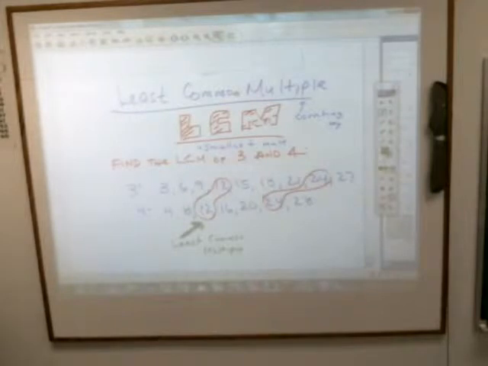We probably did greatest common factor before. This is least common multiple.